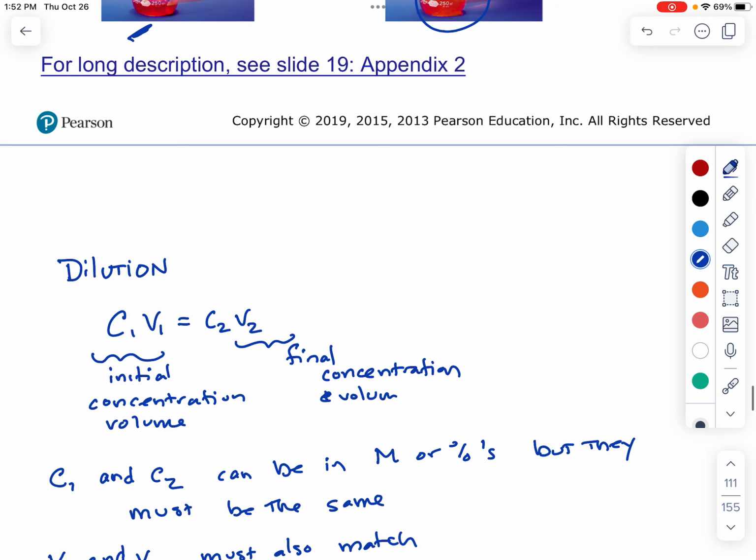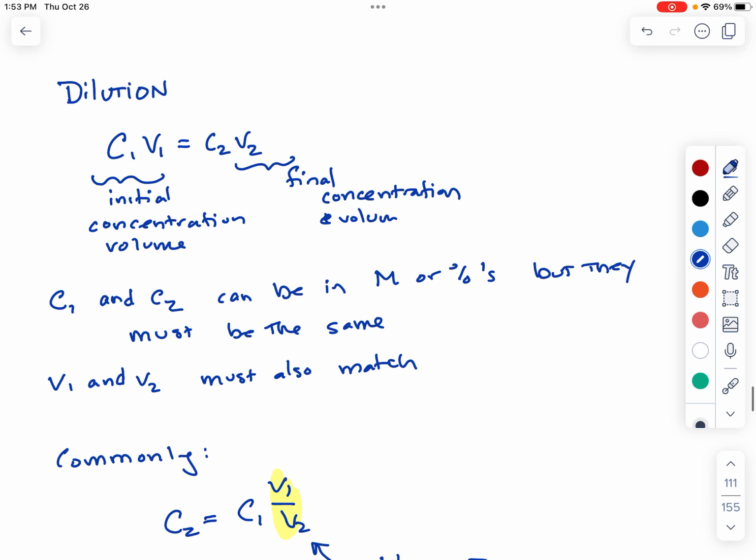And in general, when you do a dilution, this sort of pretty famous equation gets used. C1V1 equals C2V2, where C1 and V1 are the initial concentration and volume, and C2 and V2 are the final concentration and volume of solution.